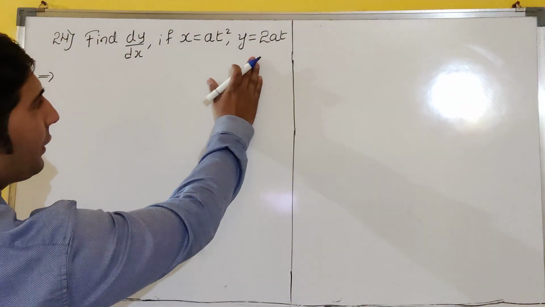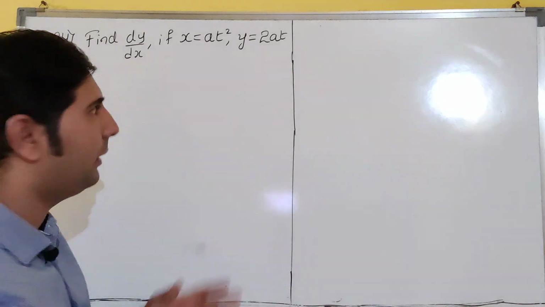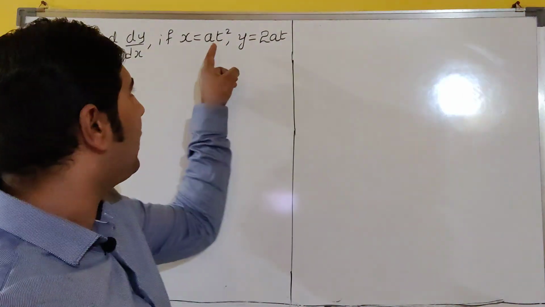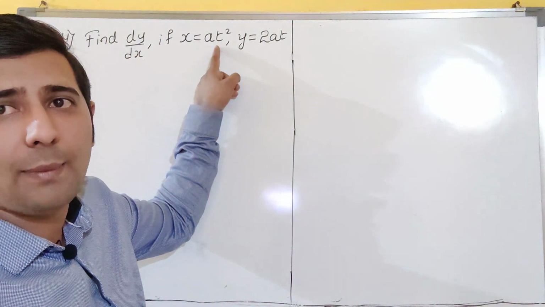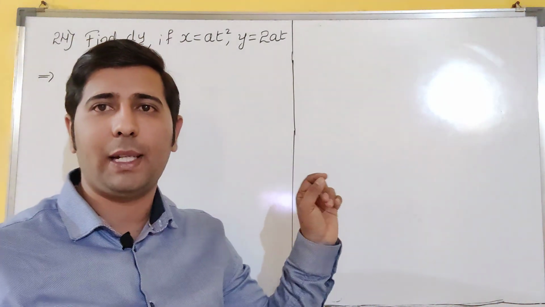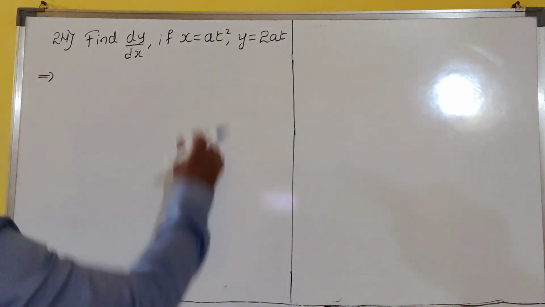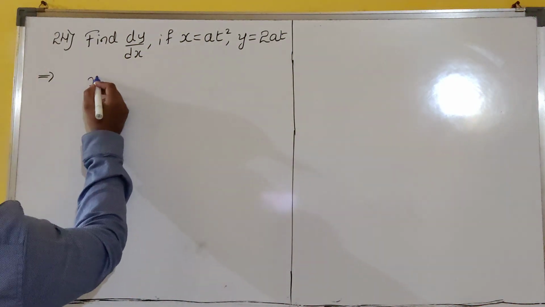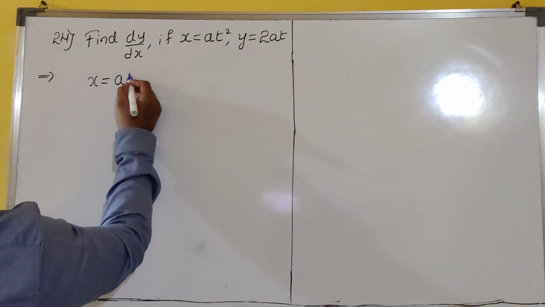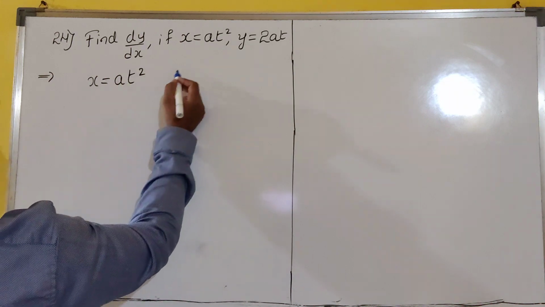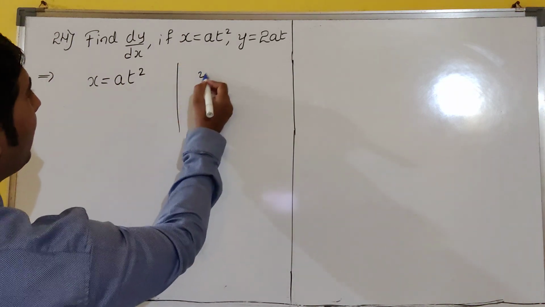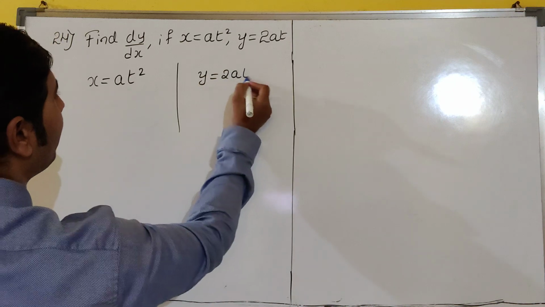See, here also two functions are there. In the last class we have discussed, if two functions are there, one more variable is there. This is a parameter t. T is called as what? Parameter. These functions are called parametric functions. Here the parameter is t. We have to take the derivative with respect to that only. X is equal to a t square, y is equal to 2at.